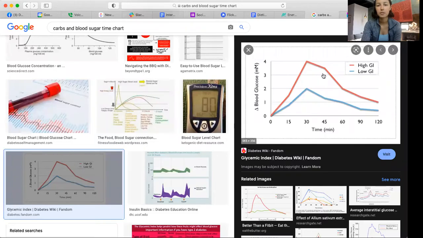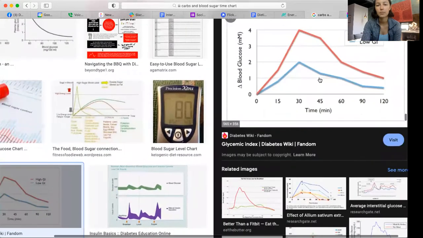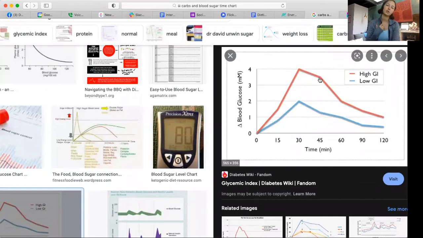So this is what I'm going to show you here. This is probably someone who did a glucose test. Maybe if you've ever experienced this when you're pregnant, they do an oral glucose tolerance test, and you just consume a straight shot of glucose, and then they measure and see what happens to your body. So this is a chart showing what happens over time with your blood sugar, and it also compares high and low glycemic index. We'll talk about that.